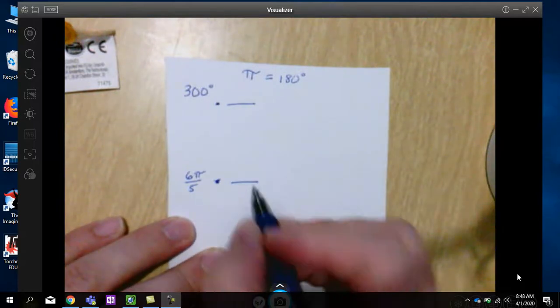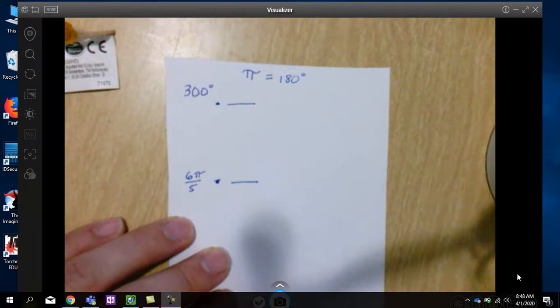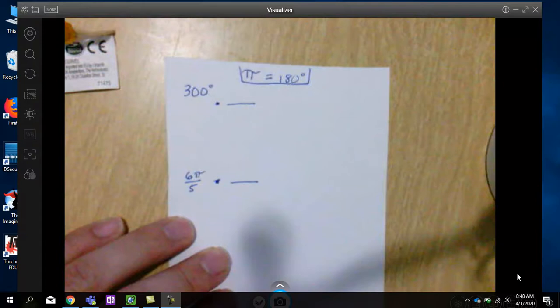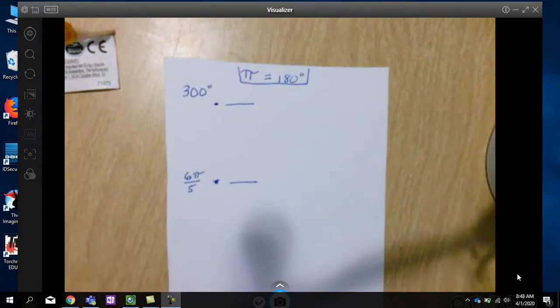But what we're going to do is multiply by a fraction in both situations. The fraction we multiply by is going to use pi and 180 degrees. That's our conversion factor, so that's the fraction that we'll always use. The difference is in one part, pi will be on top. On the other part, pi will be on bottom.